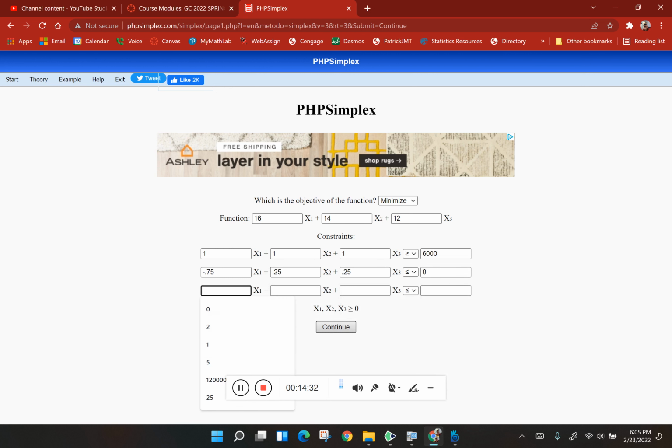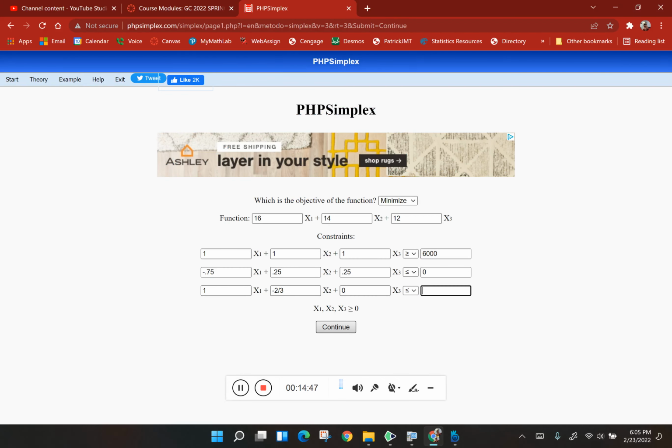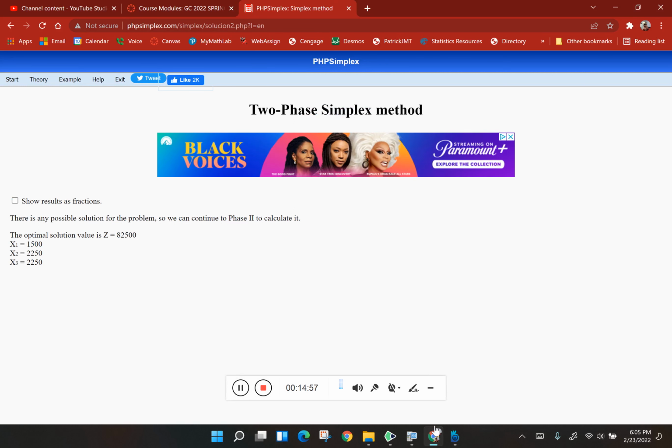And then my third inequality, 1, negative 2/3, 0, and I think it was less than or equal to 0. Then I'll click continue. It turns this mixed minimization problem into a maximization problem to give me a direct solution. 1500, 2250, 2250.